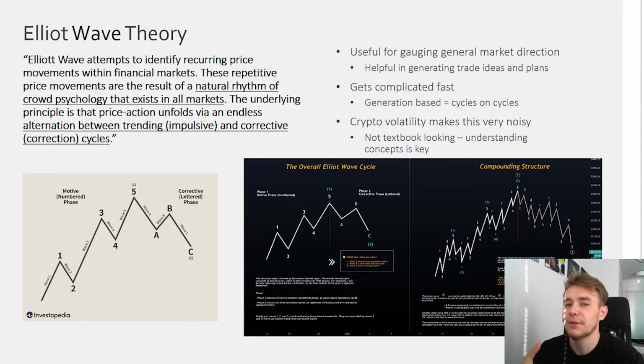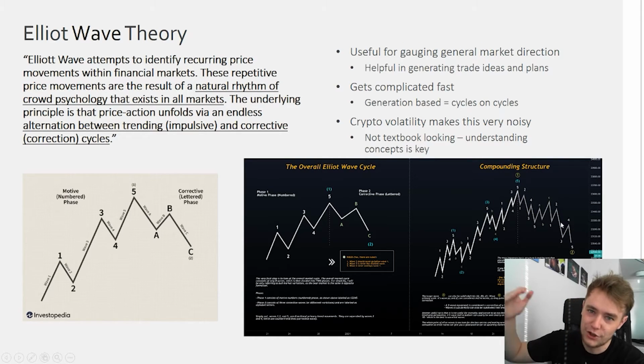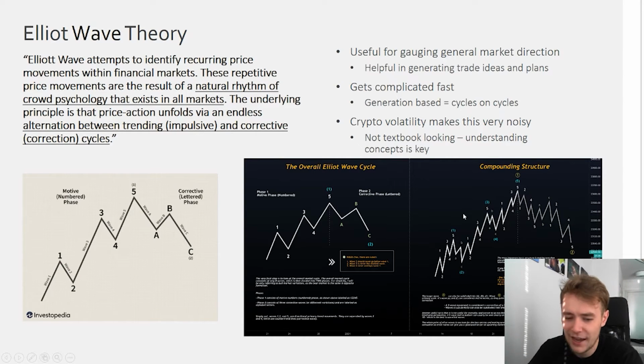However, it can get complicated very fast just because it's generation based, which means that you can see over here that within each wave there are going to be sub-waves, and then this entire leg is the first wave of the generation above. So it can get really complicated, but in general, Elliott wave theory states that the market moves in sequences of 5 impulsive waves followed by a three-wave corrective move, and then Fibonacci comes in next.